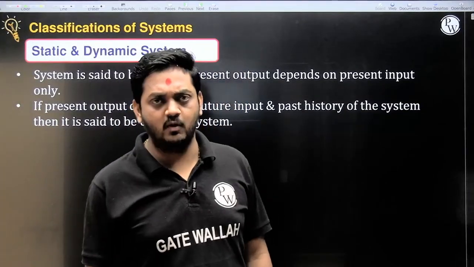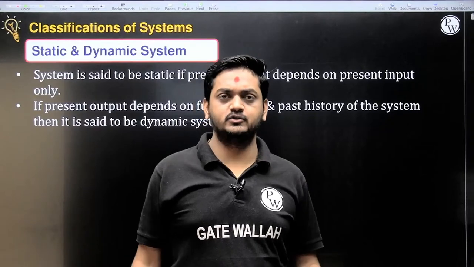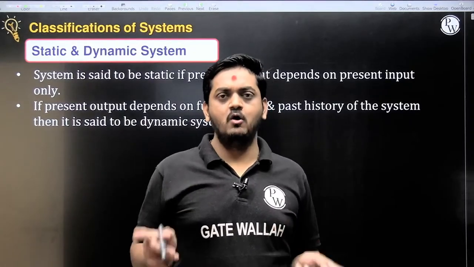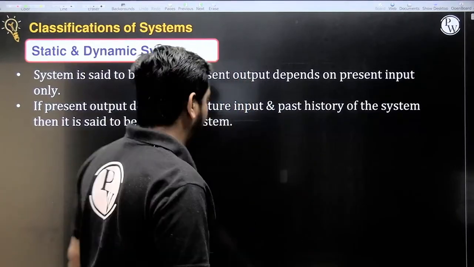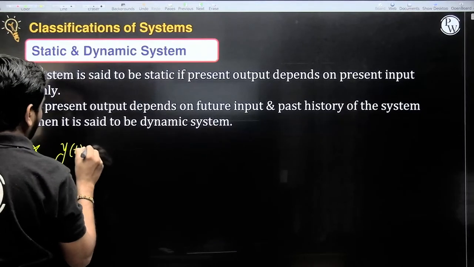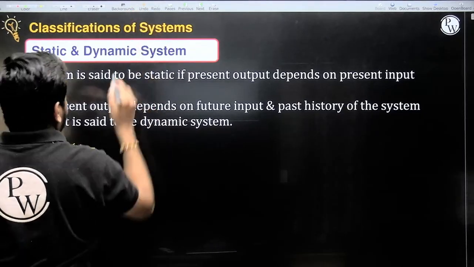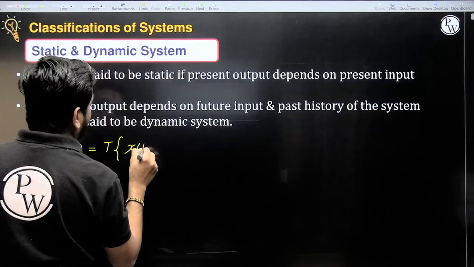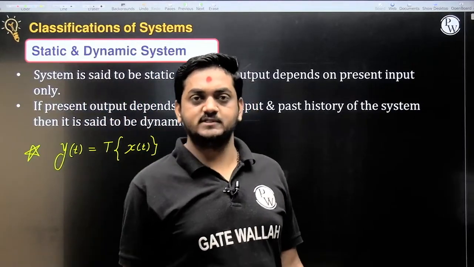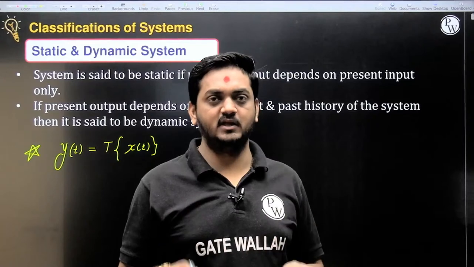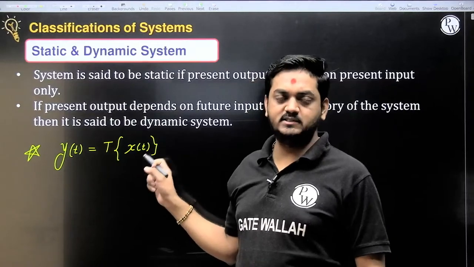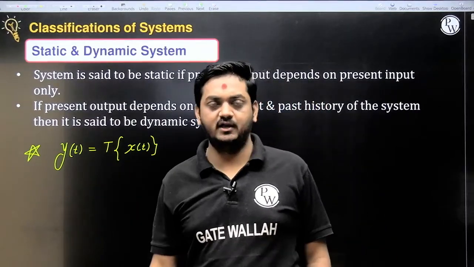Now any operation performed on the independent variable t, like t minus 2, t plus 2, t by 2, 2t or minus t, any kind of operation performed on the independent variable t, guys, here y of t is equal to a transformation on x of t, correct? Then the system is always dynamic. If there is no operation performed on the independent variable t, if only x of t is in the given signal, then static, otherwise dynamic.